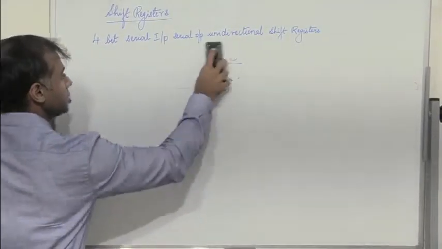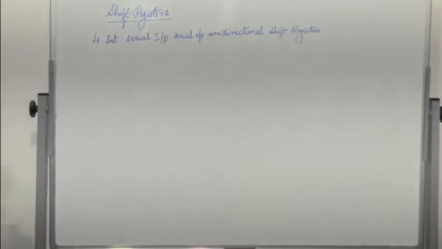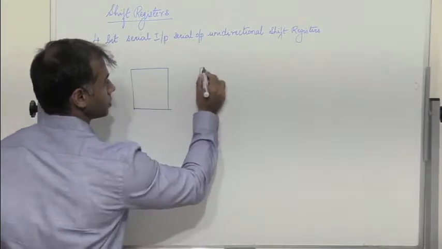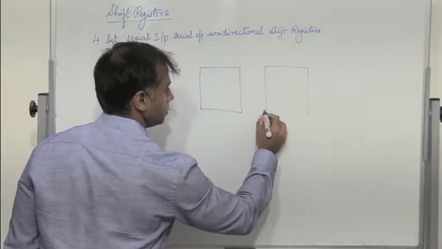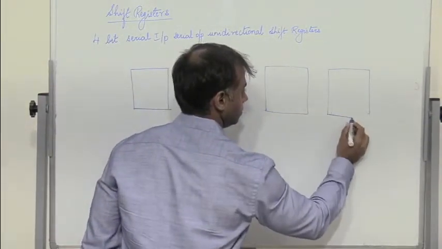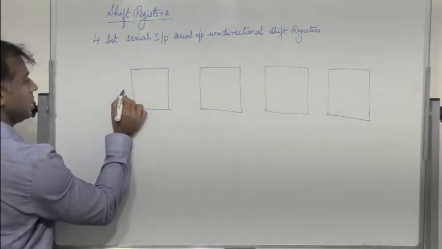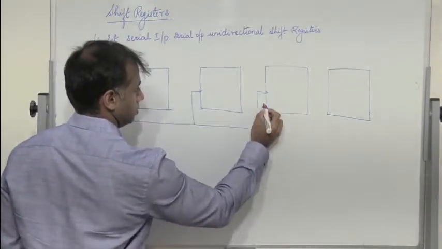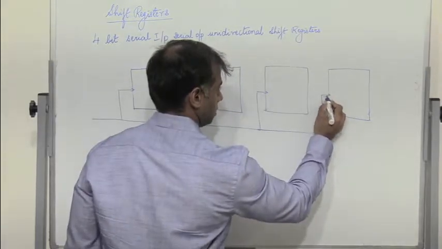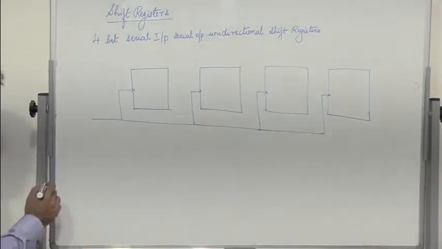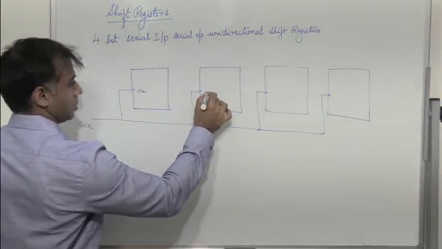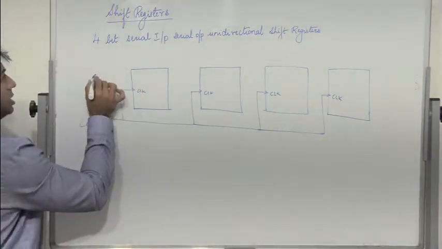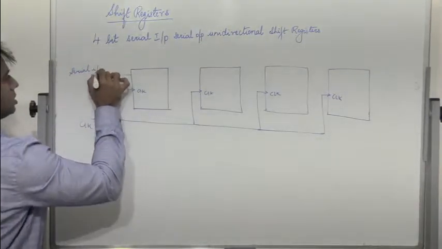So let us see how this can be implemented using D flip-flops. Right? So since it is a 4-bit serial input, serial output shift register, we need 4 D flip-flops. So I have 4 D flip-flops. All these flip-flops are triggered by the same clock, so that at the same time the input data is available at the output. So this is the clock input to all the 4 D flip-flops. So I have one serial input. So this is serial data input.